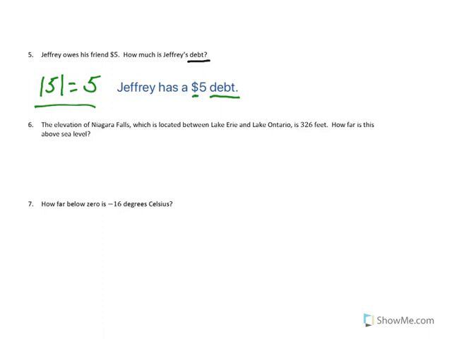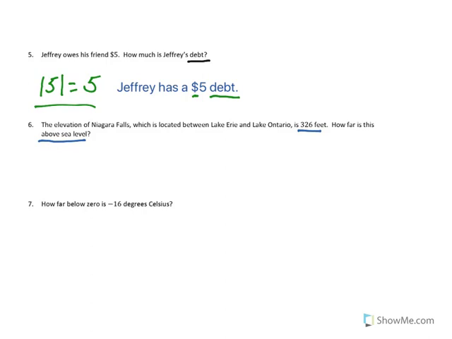All right. The elevation of Niagara Falls, which is located between Lake Erie and Lake Ontario, is 326 feet. How far is this above sea level? So we know it's above sea level. Honestly, it doesn't matter, because we have to take 326 feet, and we need to know the distance between how far it is above sea level. We don't need to know if it's positive or negative.